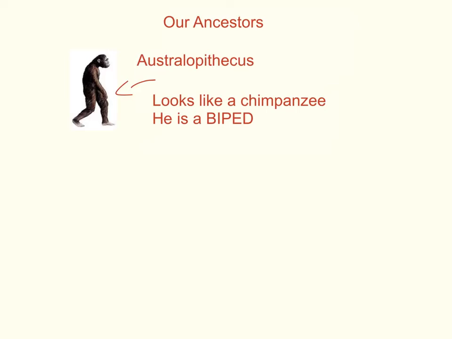Well, this is our first ancestor, and it's called Australopithecus. Try and remember now the 2 characteristics I've just said about Australopithecus. He looks like a chimpanzee, and he walks on 2 feet, which means the same thing as a biped, because bi is equal to 2 and ped is equal to foot. He was the first one. He lived from around 4 million, 5 million years before Christ until 1 million.